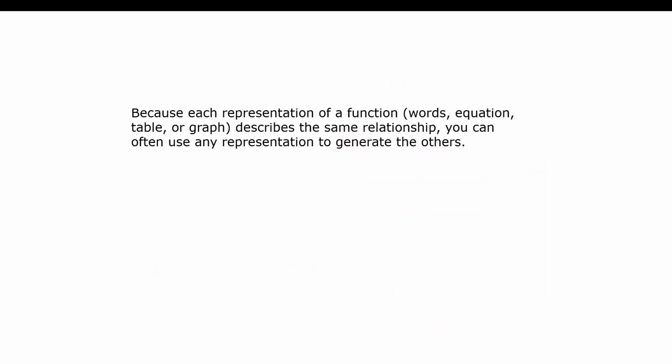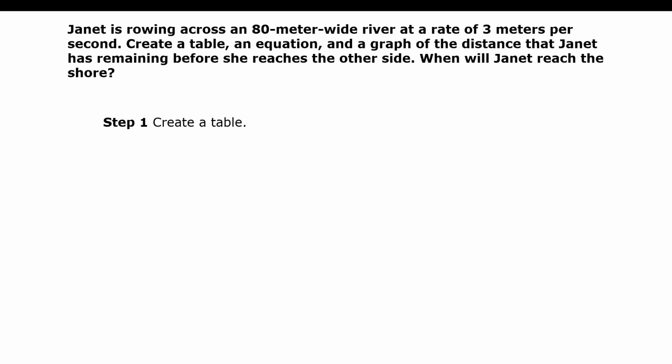Because each representation of a function, words, equation, table, or graph, describes the same relationship, you can often use any representation to generate the others. For example, Janet is rowing across an 80-meter wide river at a rate of 3 meters per second. The question tells us to create a table, an equation, and a graph of the distance that Janet has remaining before she reaches the other side. When will Janet reach the shore?